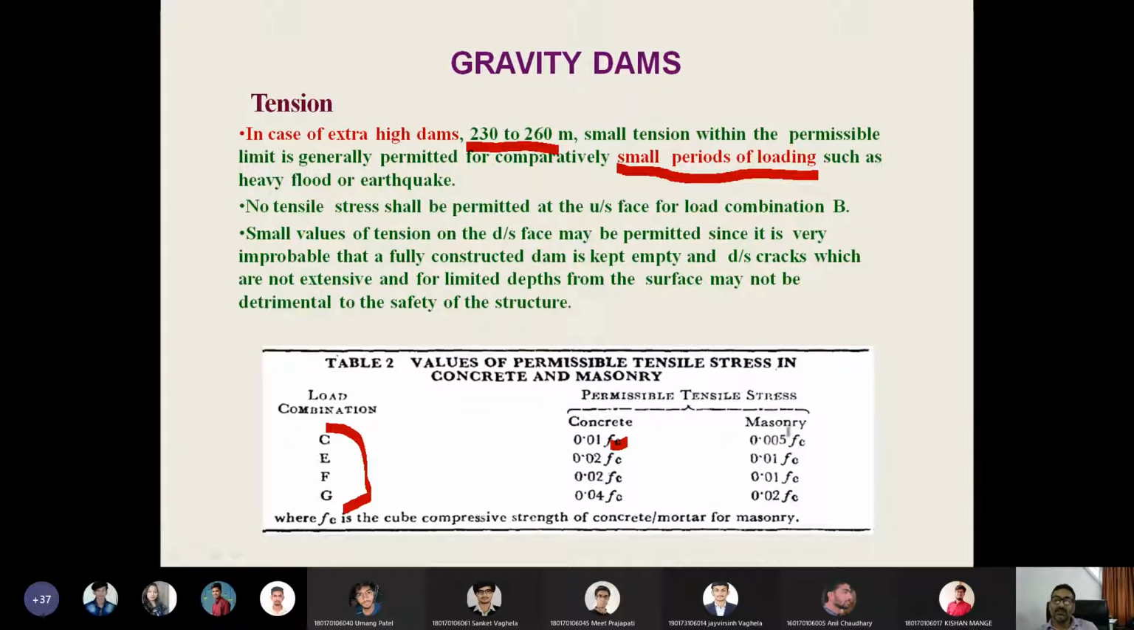These are the conditions for masonry. This is for concrete. This is masonry gravity dams, the half of it exactly. So these are IS code provisions where Fc is the cube compressive strength, which you study in IS 456. So that Fc is to be taken and multiplied by 1%, 2%. This much tensile stress is permitted for high dams, extra high dams, say beyond 200 meters.